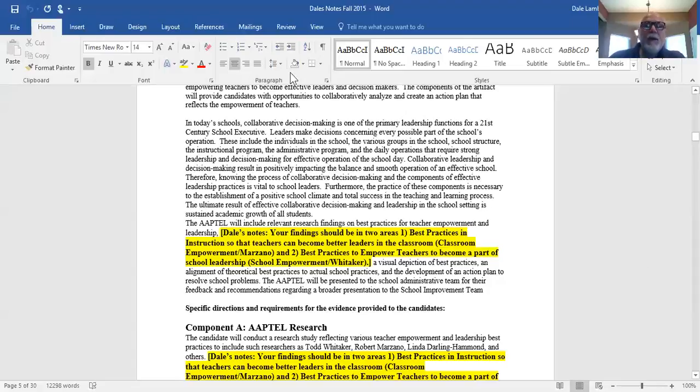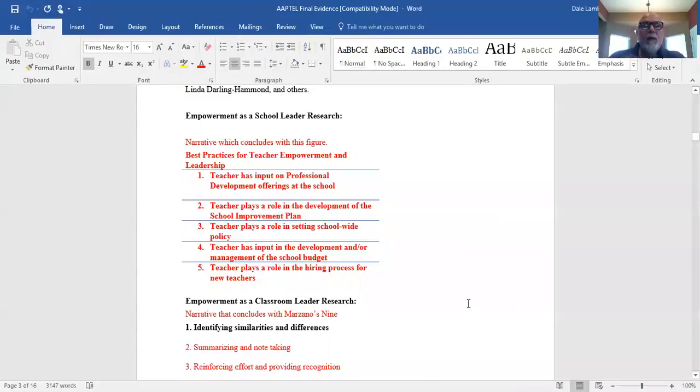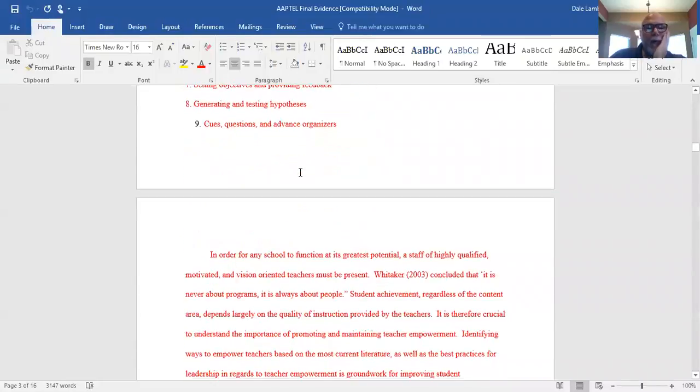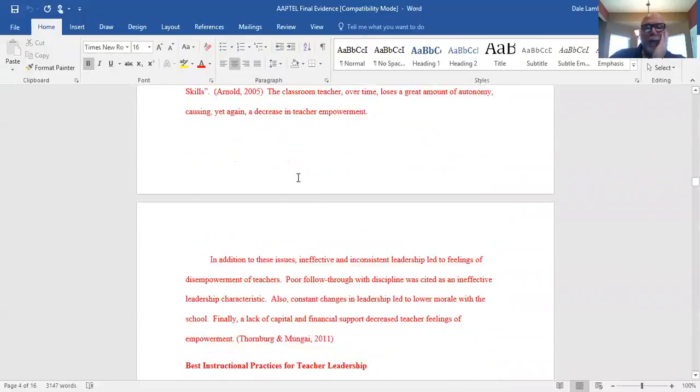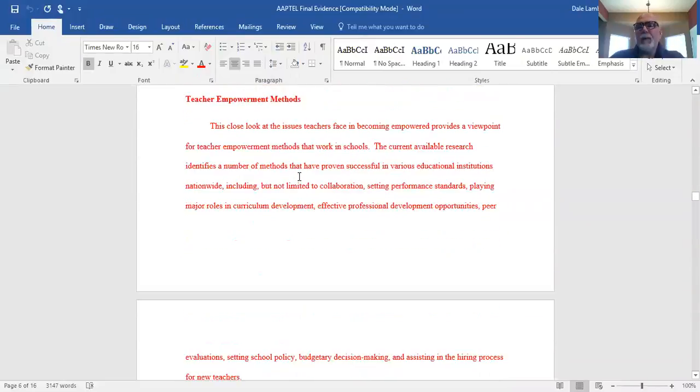Let me switch over to that for you right quick. I have these in this document, and there they are. There's empowerment as a school leader. That should be when you go out and do your survey, and then here's your walkthrough. It's in a checklist form. And this is your research. You will do your research, and you will find these people.